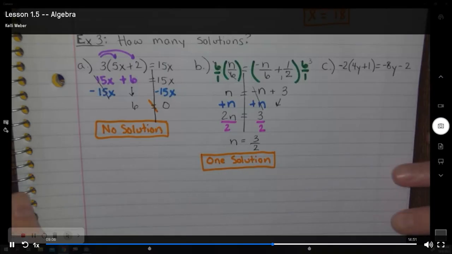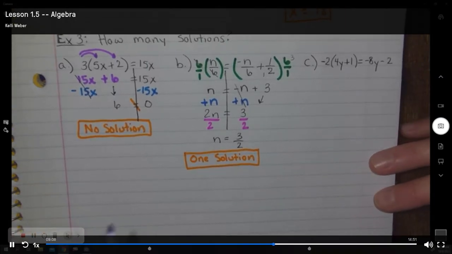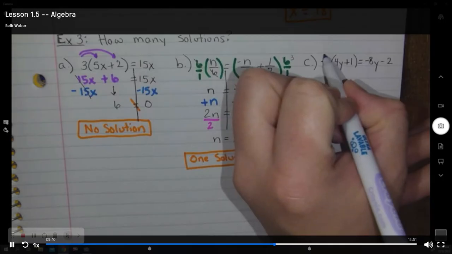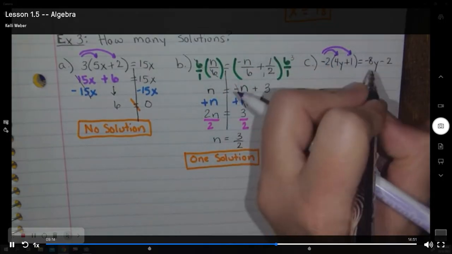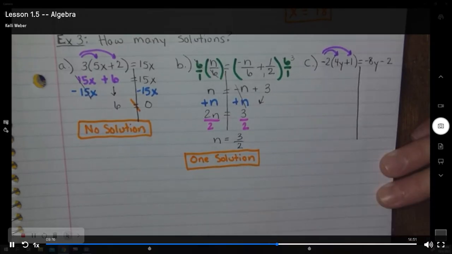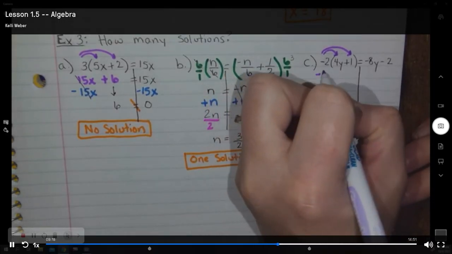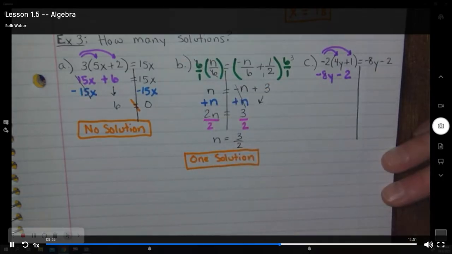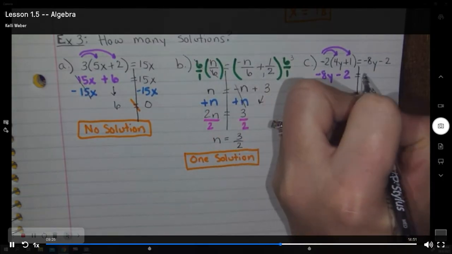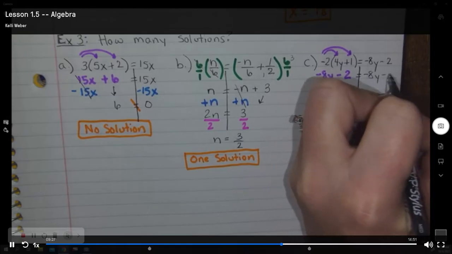For problem C, again, we've got some parentheses to take care of. So negative 2 times 4y, negative 2 times 1. So that gives us negative 8y minus 2. And then we haven't used anything on the right side yet, so we're going to bring all that down.